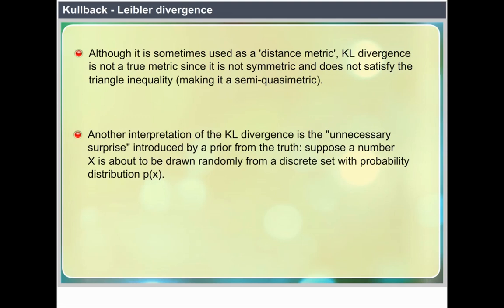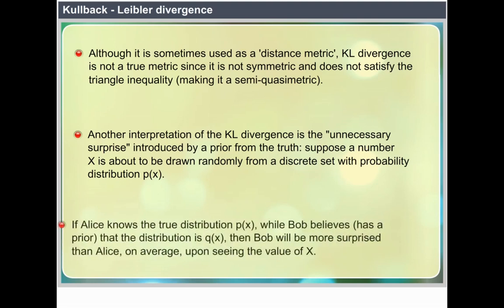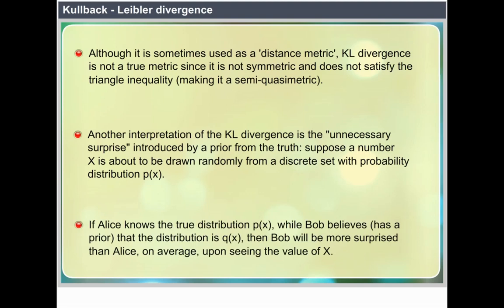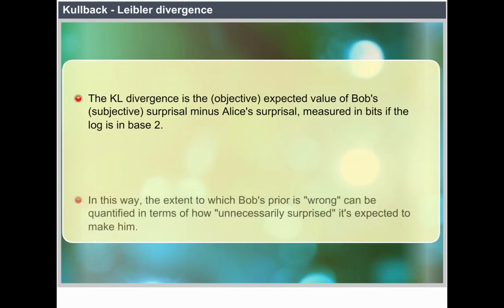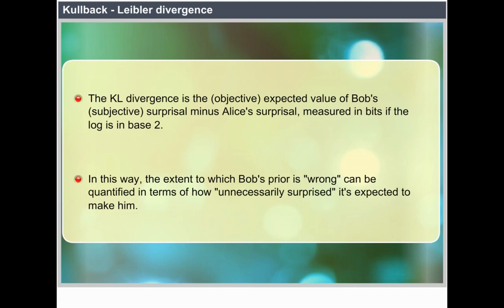Suppose a number X is about to be drawn randomly from a discrete set with the probability distribution P(X). If Alice knows the true distribution P(X) while Bob believes as a prior that the distribution is Q(X), then Bob will be more surprised than Alice, on average, upon seeing the value of X. The KL divergence is the objective expected value of Bob's subjective surprisal minus Alice's surprisal, measured in bits if the log is in base 2. In this way, the extent to which Bob's prior is wrong can be quantified in terms of how unnecessarily surprised it is expected to make him.